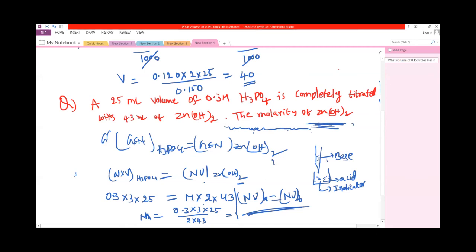Fine. Got it? Yes, it is the gram equivalent concept only. The equivalent concept is the only point I am trying to explain to you. Understood? I think you know how to calculate the n factor perfectly.